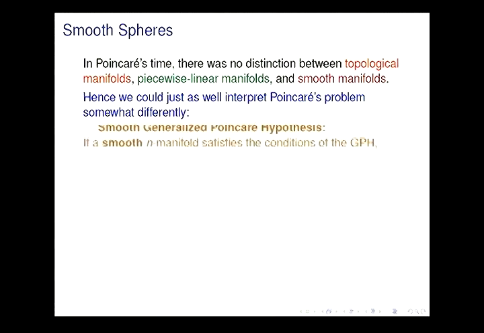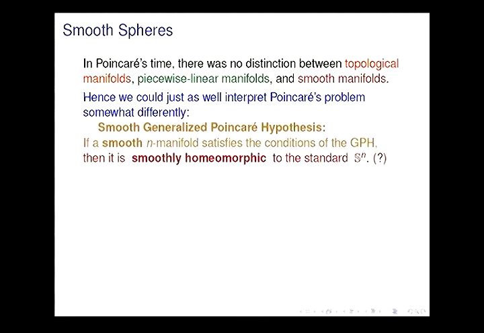So we could just as well have phrased his question a little differently if we emphasize smoothness instead of topology. So we can ask about the smooth generalized Poincare hypothesis. This would be the following statement. Suppose that a smooth n-dimensional manifold satisfies the conditions of the generalized Poincare hypothesis. In other words, it's a closed manifold, and every loop, every proper subset can be shrunk to a point. Does it follow that it's smoothly homeomorphic to the standard sphere?